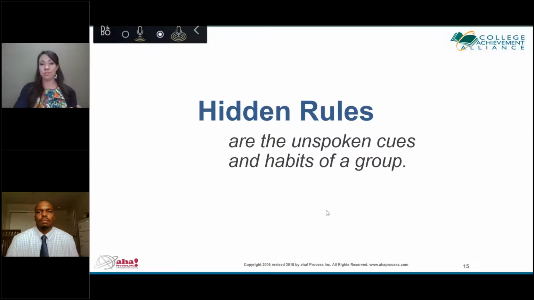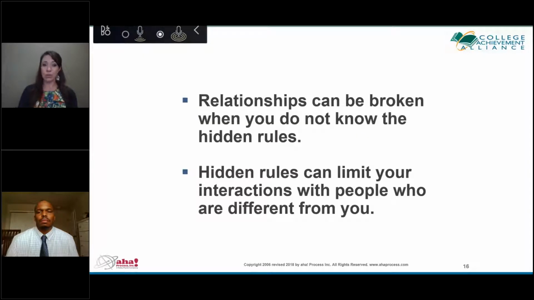One of the things we understand is that relationships can definitely be broken when you don't know the hidden rules. A lot of times our students don't realize there's a hidden rule until they've broken one. I can give several examples, as I'm sure Ricky can too. A professor came down and talked to me yesterday, I believe, and he said, that student you were talking about came into the classroom 5 minutes late, other students were already presenting, and he went to the back of the classroom and sat down.